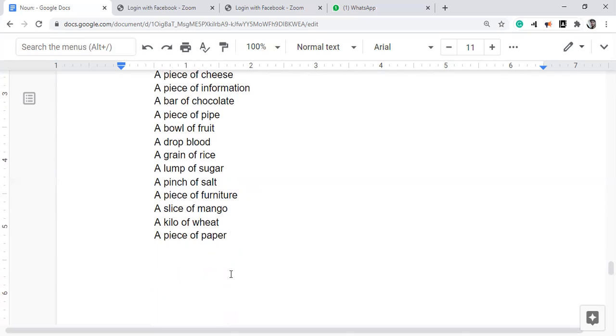So next we'll see point number four. You can also use, for example, a thousand. A thousand years. Quantity, okay. A thousand years. You can also use, remember, a thousand years. A million people. Or you can use a lot of students. A lot of students.